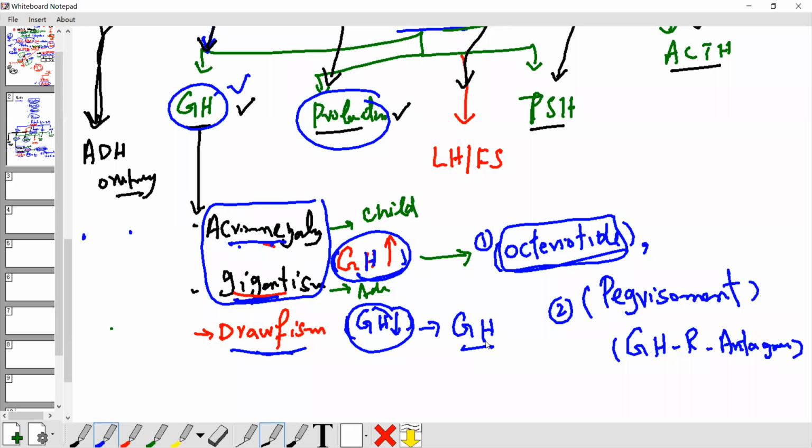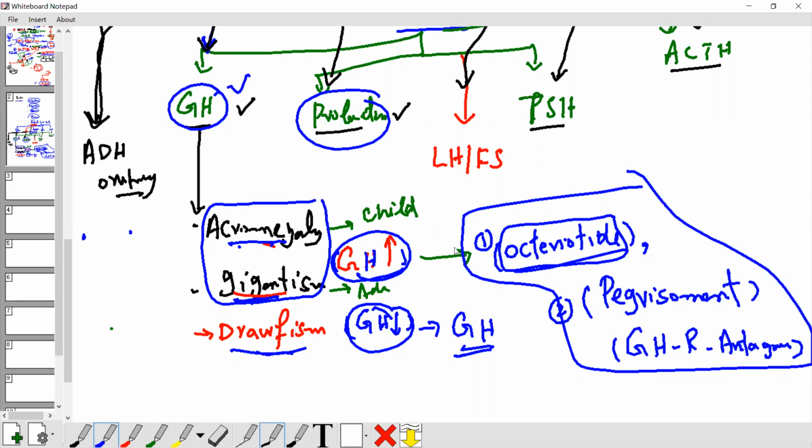growth hormone. Okay, in case of dwarfism, if diagnosed early, the growth is stunted, short stature, so we can control it. We give growth hormone from outside. If growth hormone is very high, octreotide and pegvisomant. Understand? For acromegaly and gigantism. If growth hormone is low, you can use growth hormone from outside.